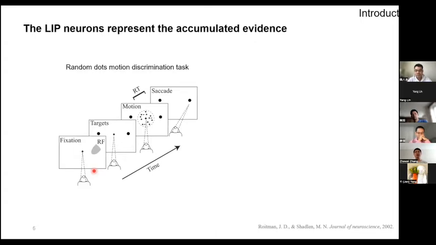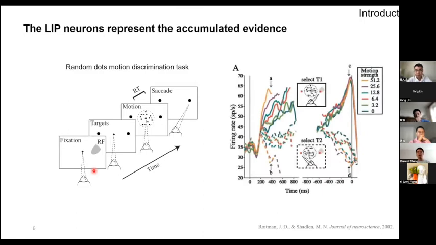If it moves to the left, the monkey will be rewarded if he saccades to the left target afterward, and the right target is rewarded if the dots move towards the right. We can control the task difficulty by changing the proportion of the dots moving coherently, which we call coherence or motion strength. Then they recorded neurons in the LIP while the monkeys performed this task and found a remarkable correlation between the LIP neurons' activity and the accumulated evidence.